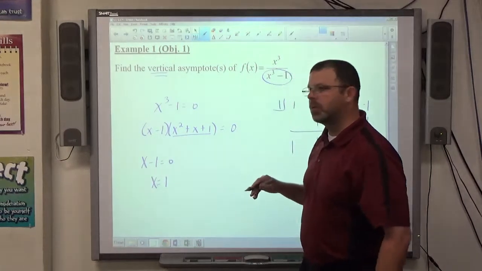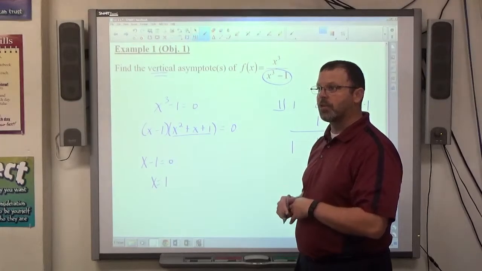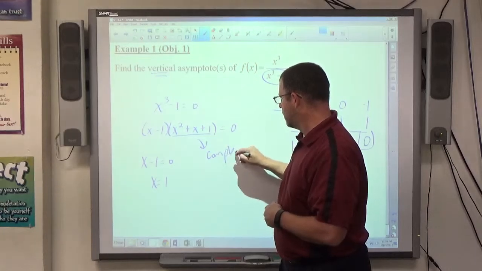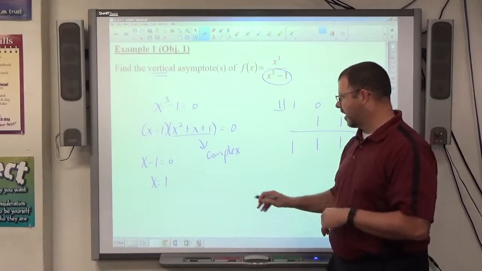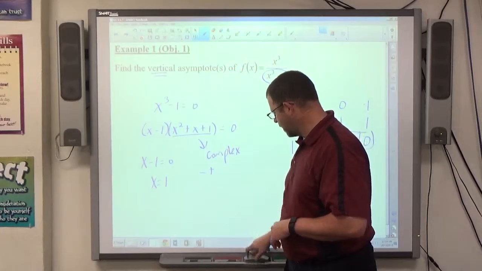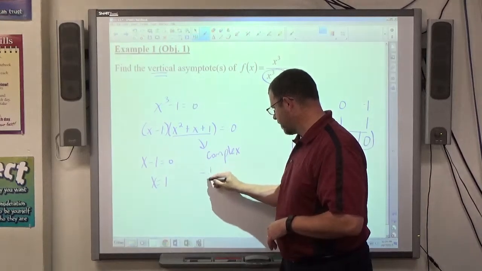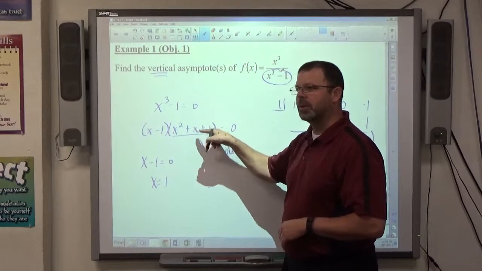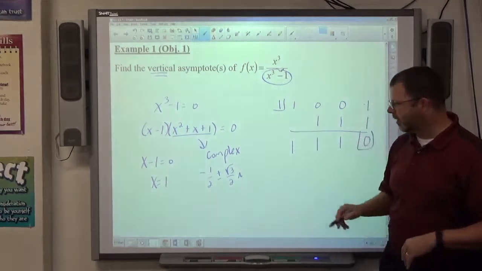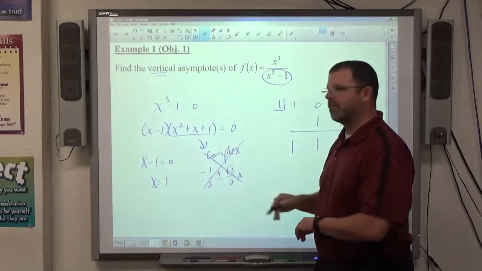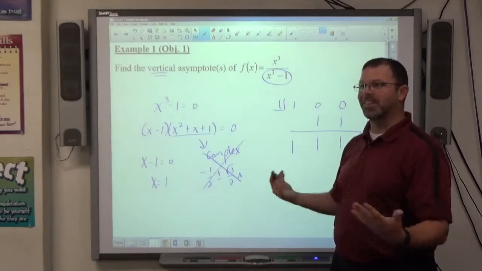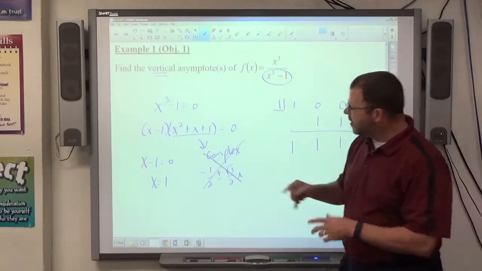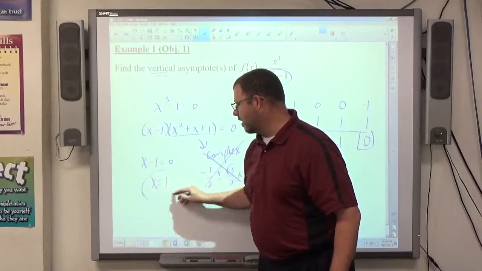x squared plus x plus 1 equals 0. If I did the quadratic formula, I'm going to get an imaginary complex answer on this one. I think it's negative 1/2 plus or minus the square root of 3 over 2 i. That looks familiar. I think we did that one yesterday. But again, it's complex. Complex doesn't count for vertical asymptotes. Complex means it doesn't equal 0. It won't create division by 0. All right. So x equals 1 is the equation of the vertical asymptote.